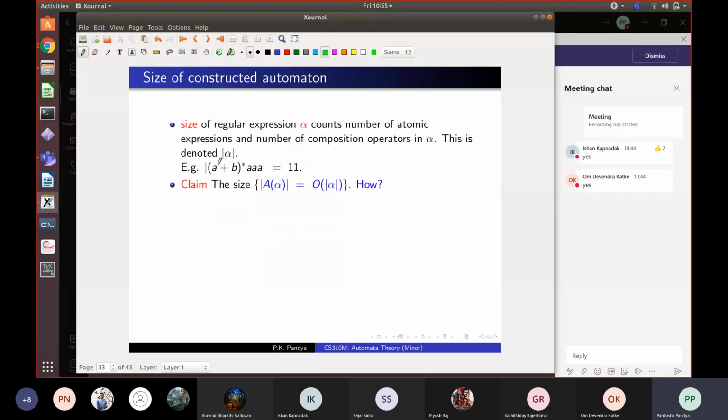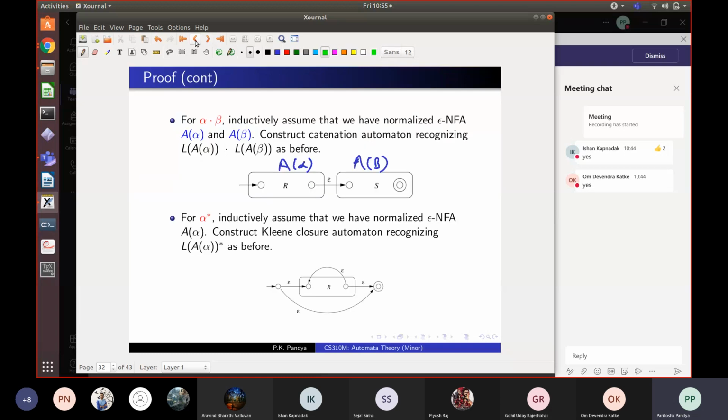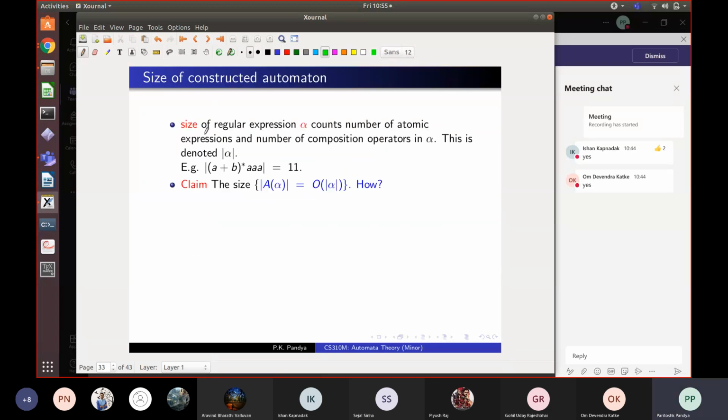Okay, the last thing I want to do is calculate the size of the automaton constructed. How large can it grow? The size of the automaton constructed will depend on the size of the regular expression. So suppose we have a regular expression alpha. What is the size of that regular expression? In alpha, we count the number of atomic expressions and the number of composition operators used. We ignore the brackets, and that gives us the size.